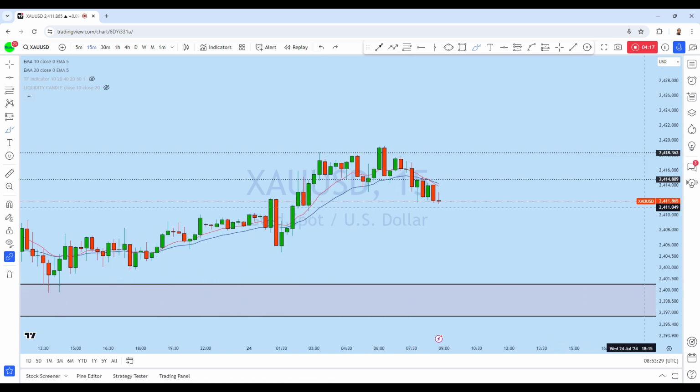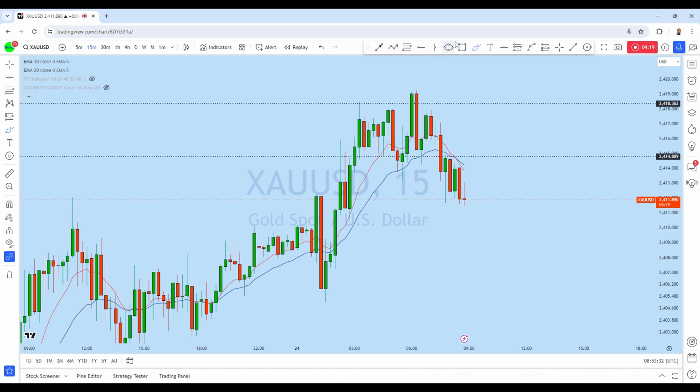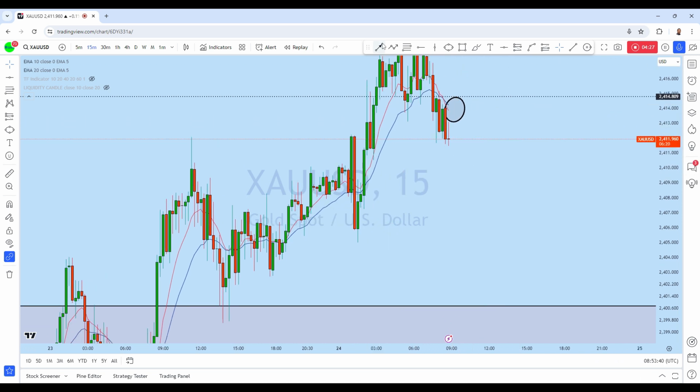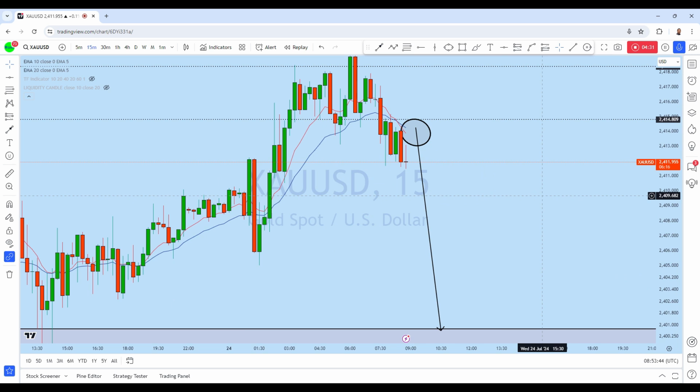We'll be waiting for gold to retest again this resistance, and on the lower time frame, once we find a suitable entry opportunity, we will be going for short on gold again with a high probability trade setup.